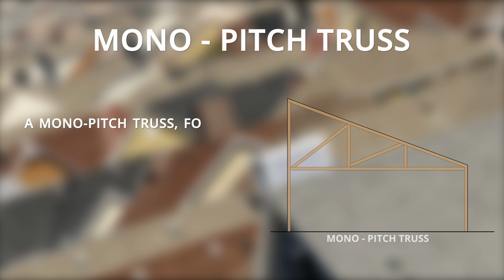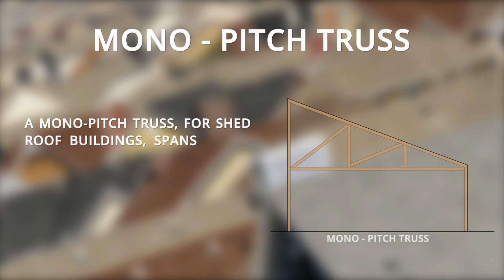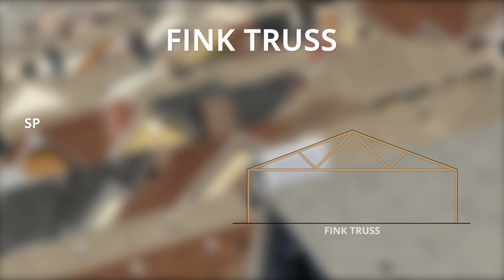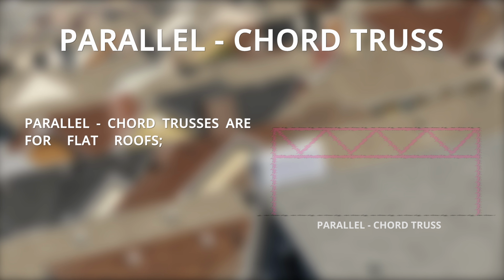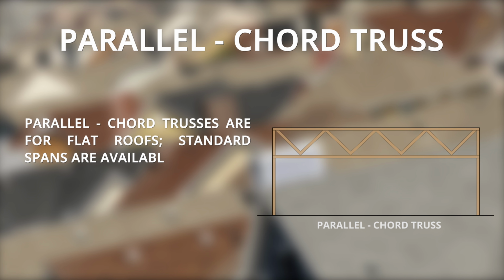Mono-pitch truss. A mono-pitch truss for shed roof buildings spans about 25 feet. FINK truss. Spans over 40 feet. Parallel cord truss. Parallel cord trusses are for flat roofs. Standard spans are available up to 30 feet.